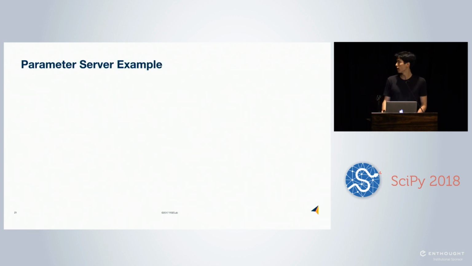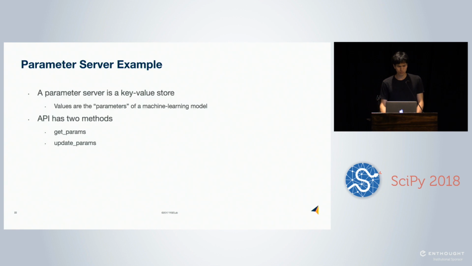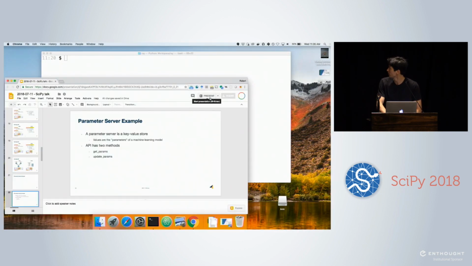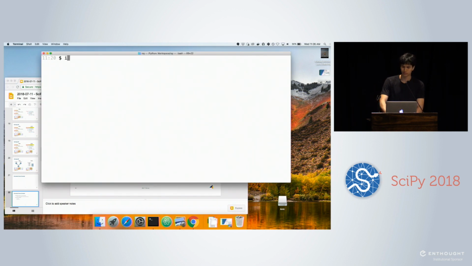So now I'll give you a quick example of how you can use Ray to do something interesting like build a parameter server and do distributed training. For those of you who are not familiar with the parameter server terminology, it's basically a key value store where the values are the parameters of a machine learning model. That can be a neural net or a linear model or many, many different things. And the parameter server abstraction basically provides two methods, one for getting the latest parameters and one for updating the parameters. So now I'll show you how you can do that in Python using Ray.